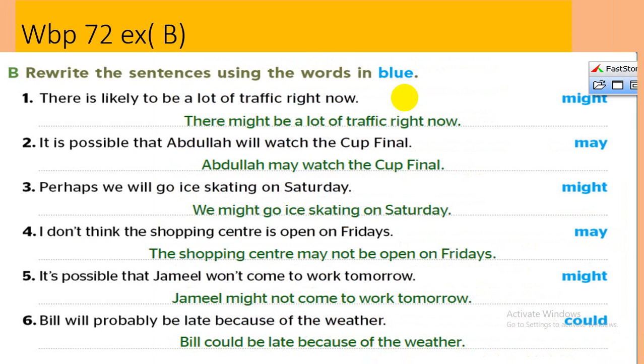I want you now to move on to your workbook, page 72, exercise B. Again, you are going to rewrite the sentence using the word in blue. So the sentence was, there is likely to be a lot of traffic right now. I'm going to use might, so it will be, there might be a lot of traffic right now. Number two, I'm going to use may.